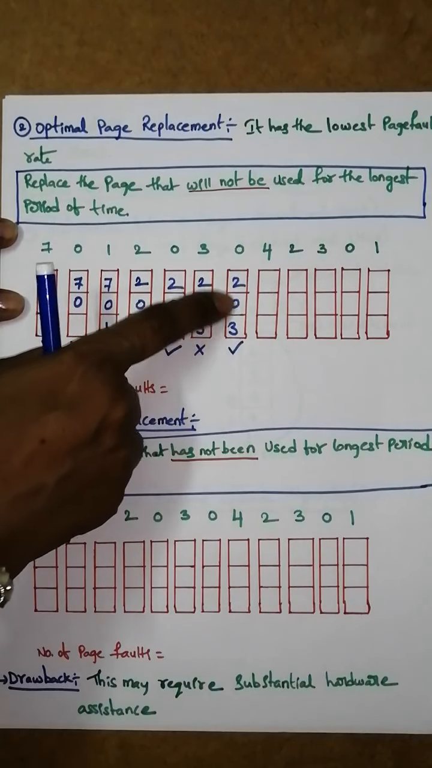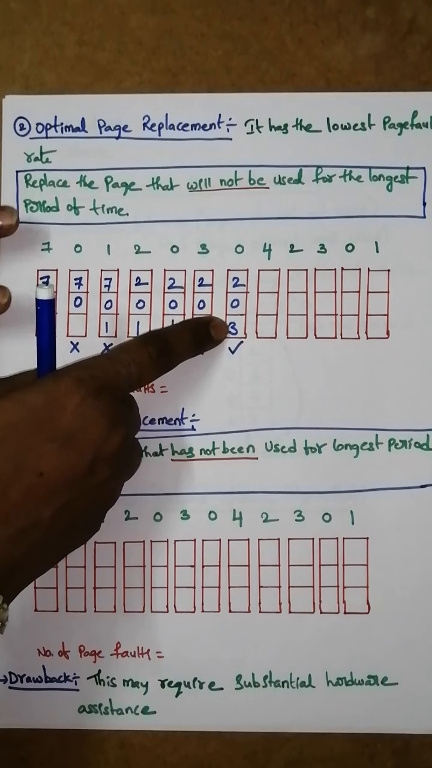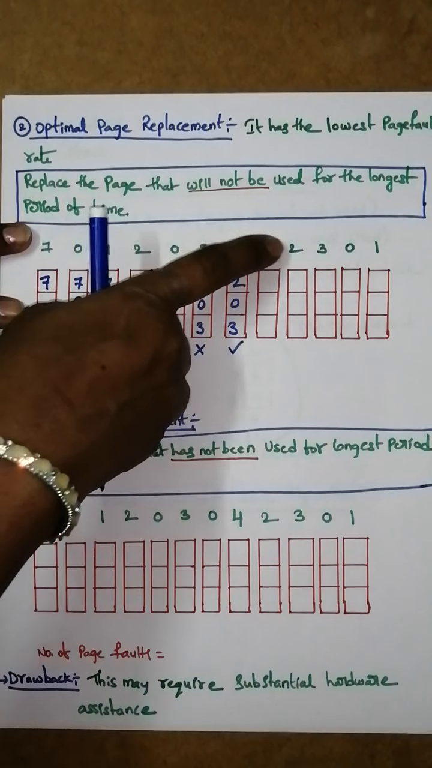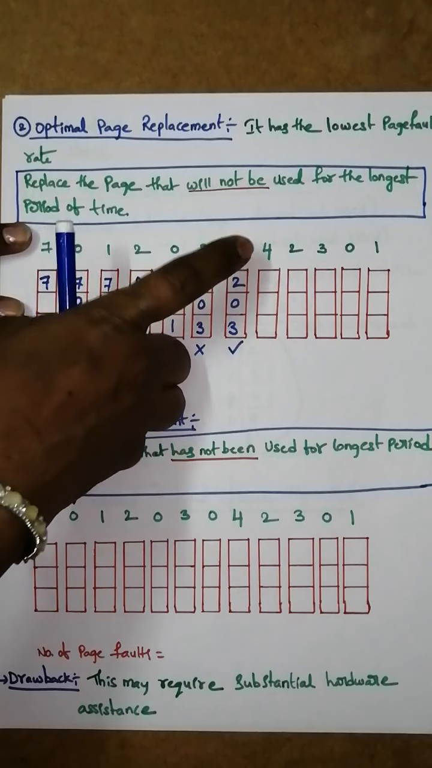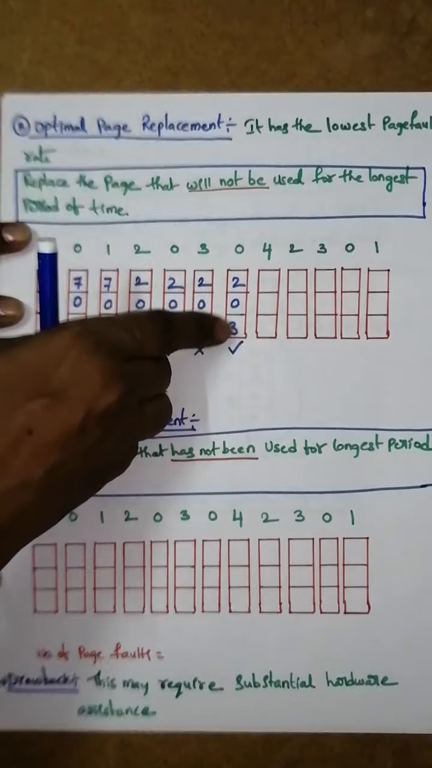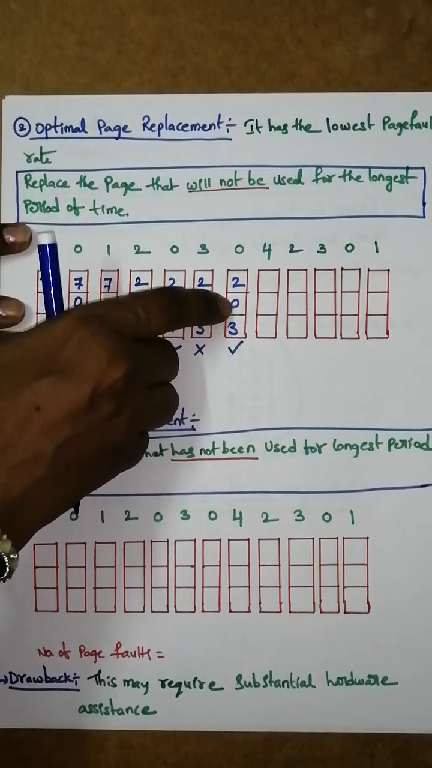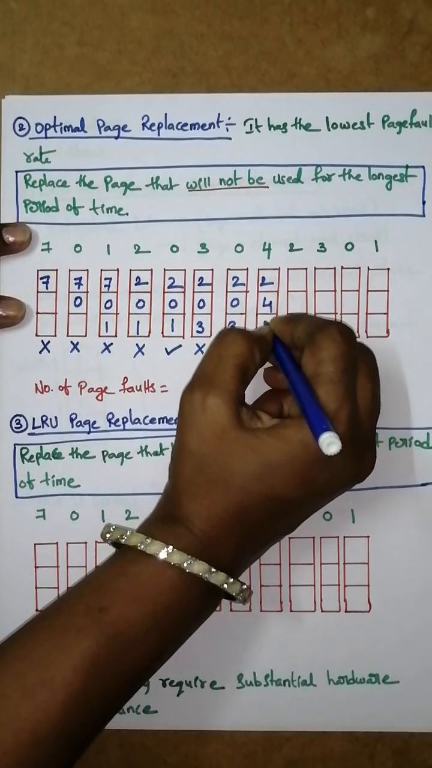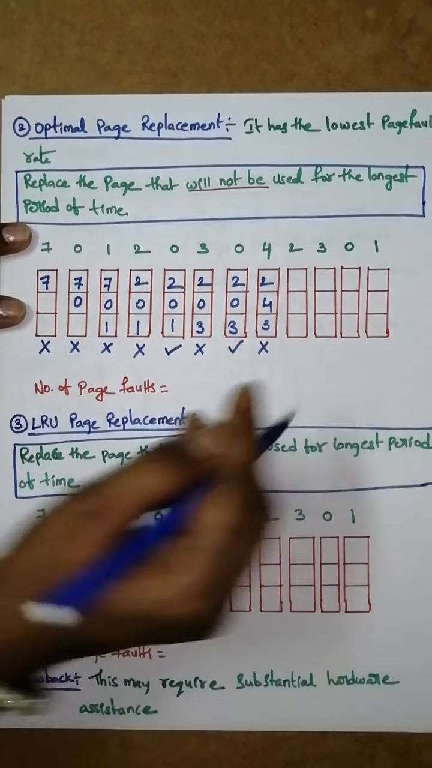Next I want to place 4. Out of these 3, remove the one which is used farthest in the future. To place 4, see here, immediately after 4 you are using 2, so you can't remove it. Next after 2 you are using 3 immediately, so you can't remove 3. The last one is 0, so remove 0. So it will be 2, 4, 3. It was a page fault.